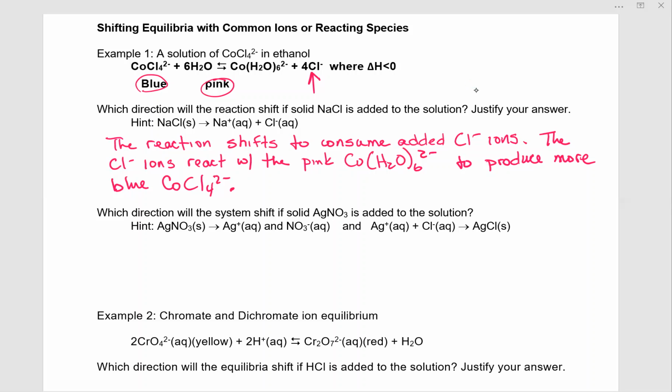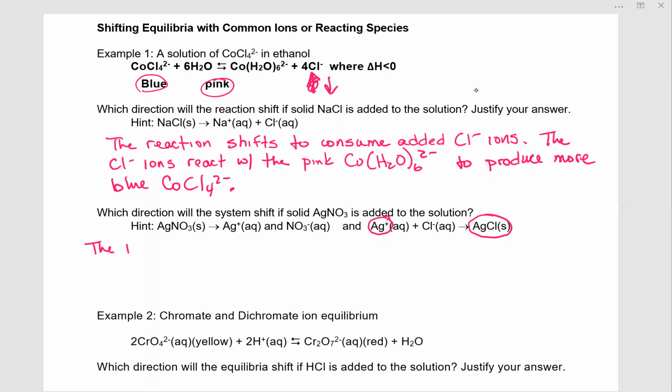So here's a hint. As soon as we put silver nitrate into water, because it's got nitrate ion, it's going to decompose to form silver ion and nitrate ion. Now, neither one of those are in our equilibrium. However, notice that the silver ion will react with the chloride ion by forming solid silver chloride. So this time, our chloride concentration is going to be decreasing.